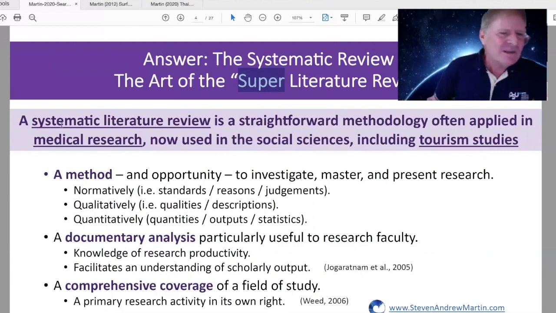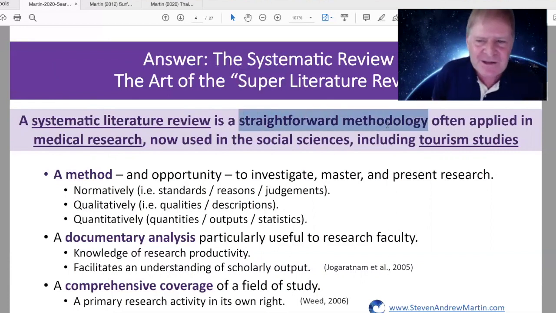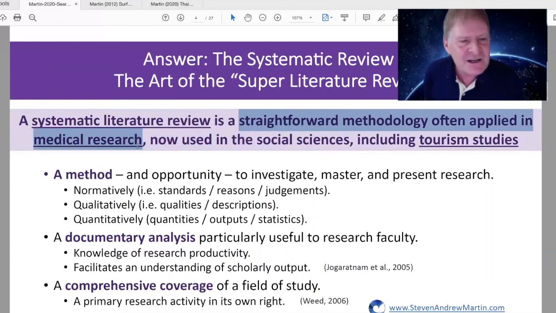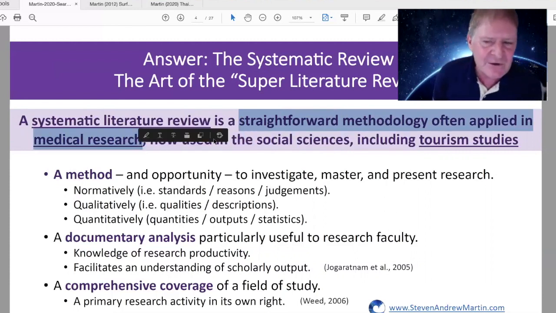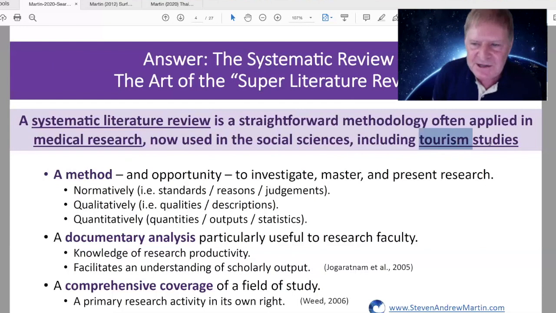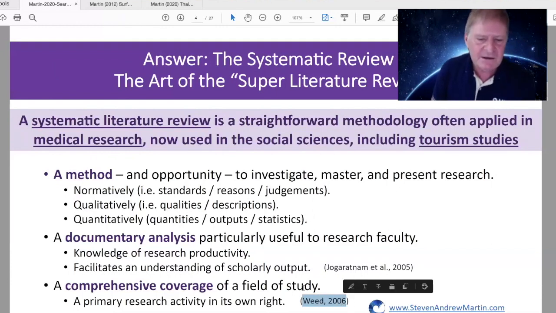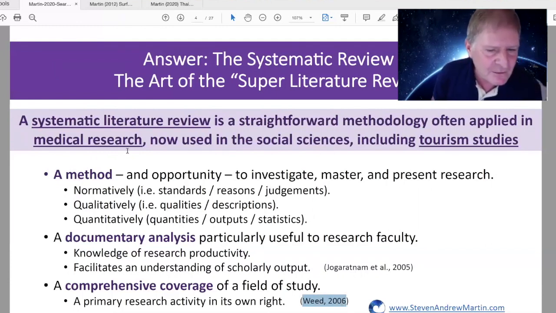Okay, thanks. So a systematic review is, in my own words, a straightforward methodology, originally applied in medical research and now used in the social sciences. It was brought into tourism studies, and really into the mainstream social sciences, by a professor named Reed in 2006. You see down here below.